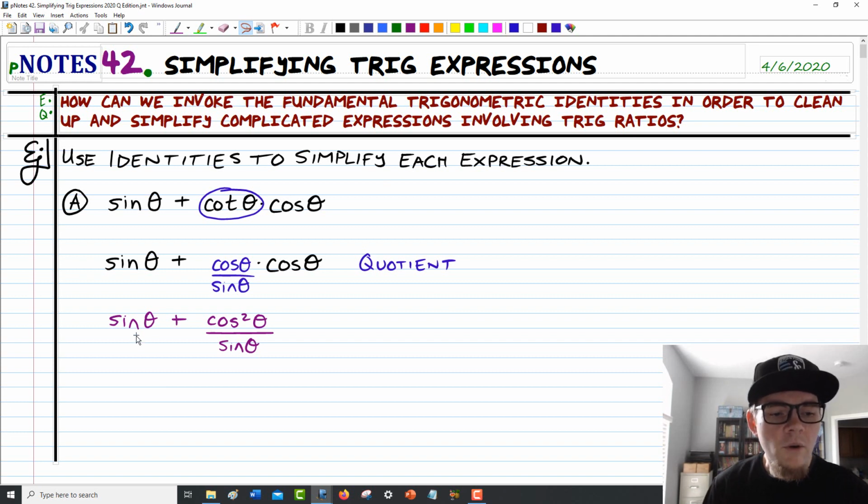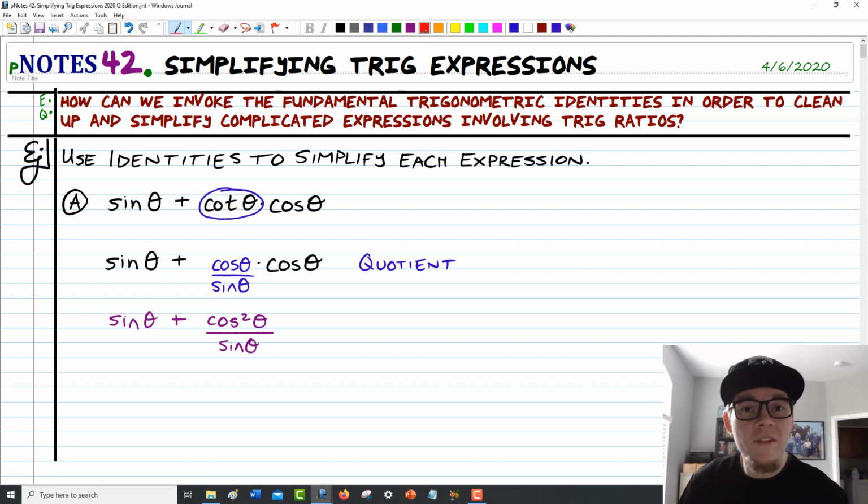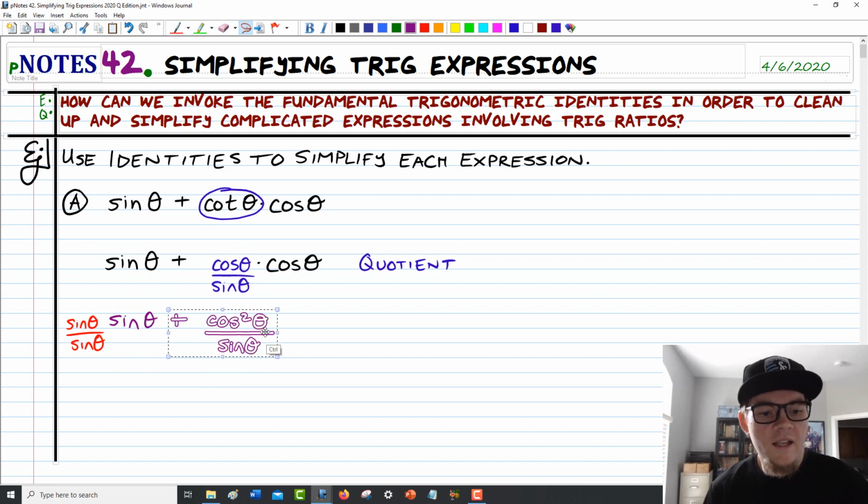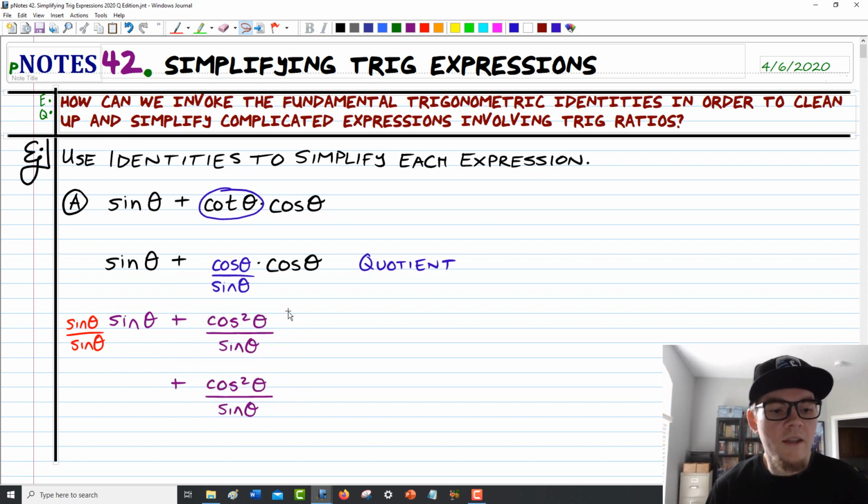So what I'm going to do next is a common strategy from just arithmetic. I'm going to get a common denominator and make sure they both have the same denominator, because then maybe we can crunch it together into a single trig expression. So over on the left side, I'm going to multiply by sine of theta over sine of theta. The right side of the equation is going to stay exactly the same. Nothing has changed right there.